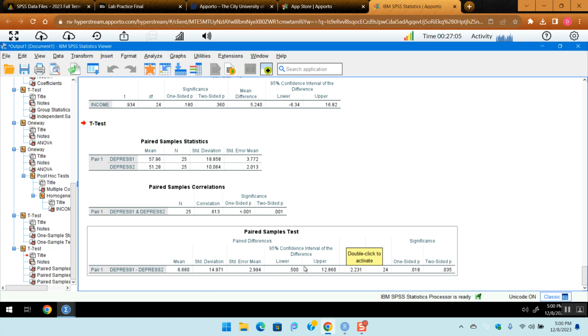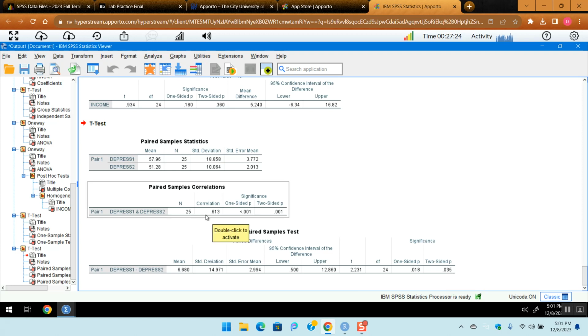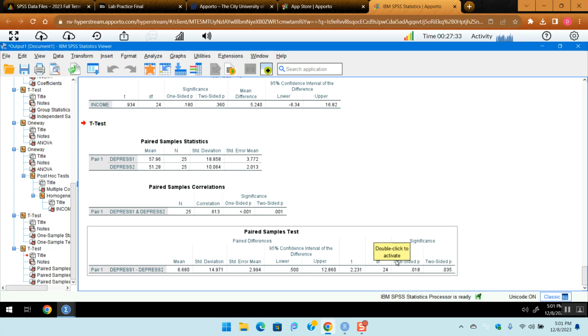And here we go again. Our t-value is 2.231. Our two-sided, our non-directional test is 0.035. That is significant at 0.05. So we can say that there is a significant difference between depression before therapy and depression after therapy. So therapy works. CBT works here. Before, the depression level is 57, almost 58. Afterwards, the depression level is 51. And that difference is significant.